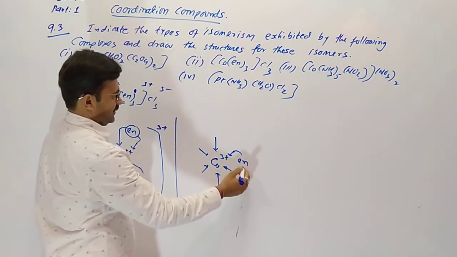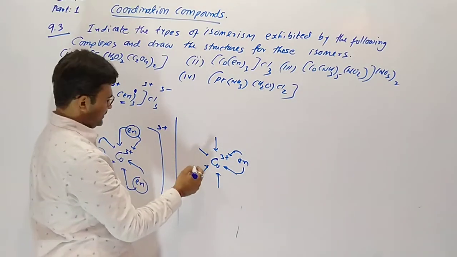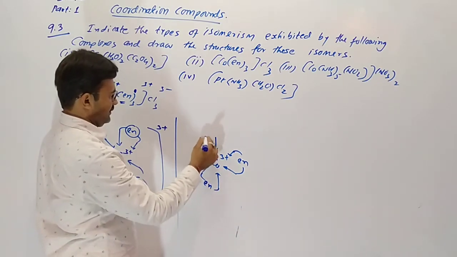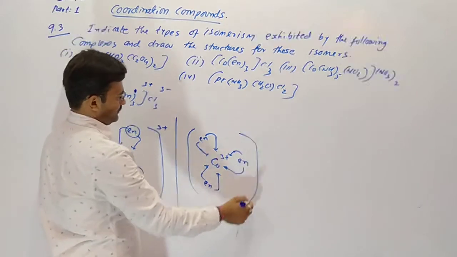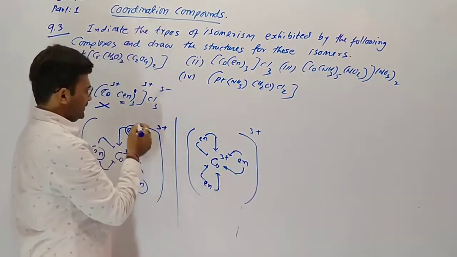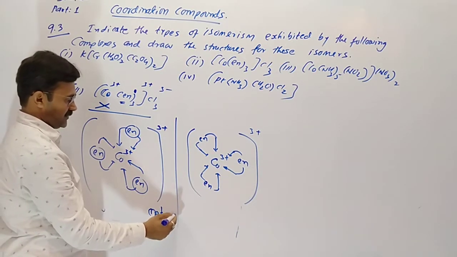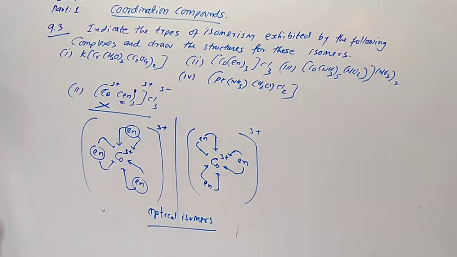Your left hand side is your right hand side in the mirror: your right hand side comes here on the left hand side. Mirror image. This one does not give geometrical isomers, only optical isomers.